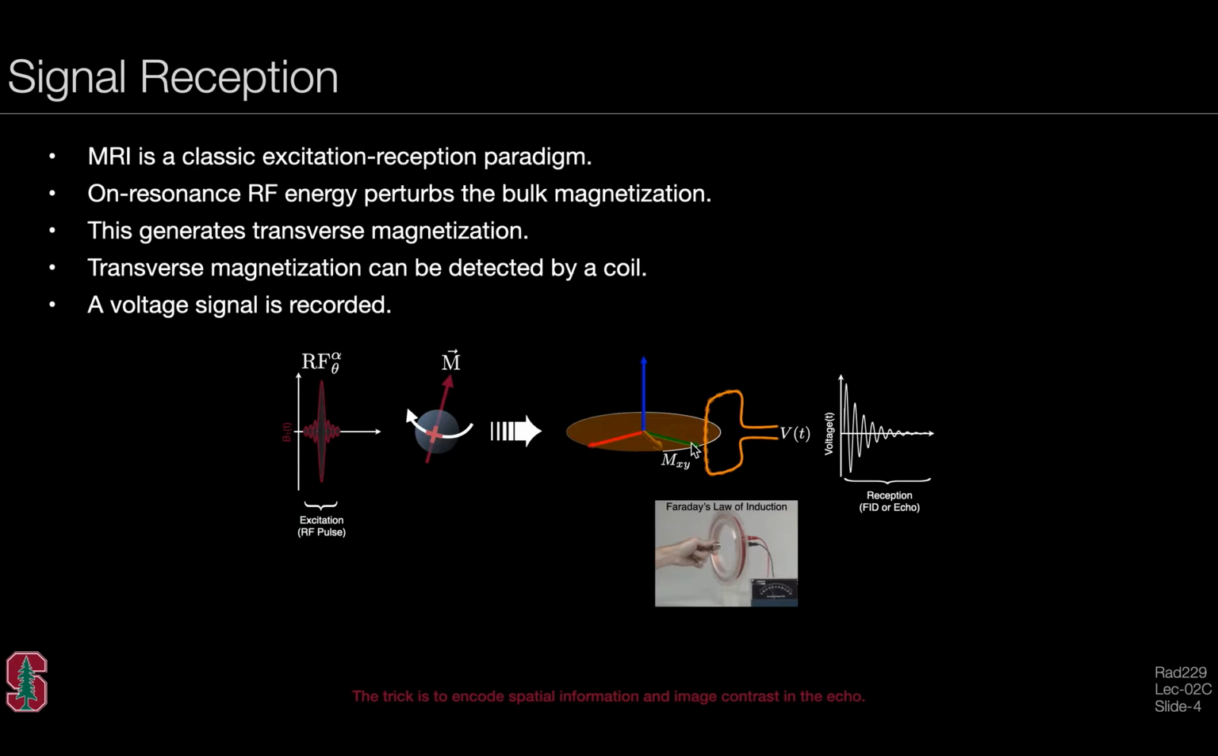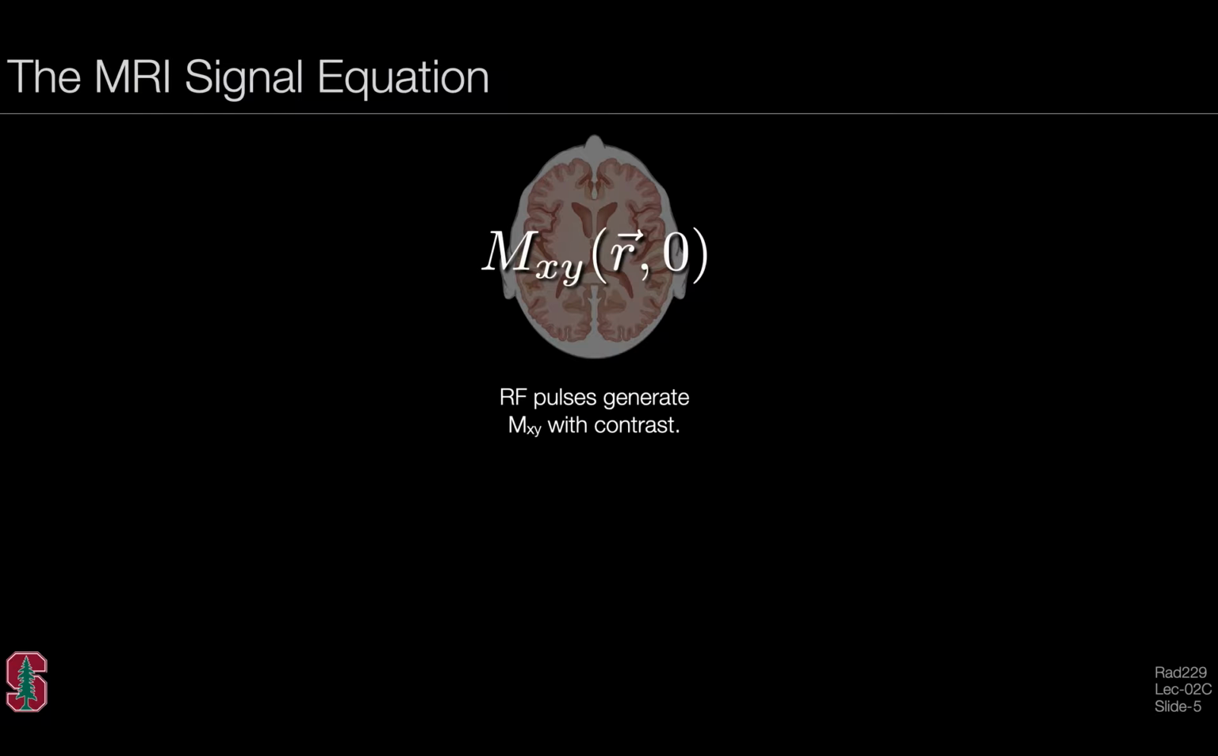And the whole trick here is how do we encode spatial information and, in fact, image contrast into what we call the echo, or the recorded signal. So let's begin by describing the MRI signal equation, and then we'll later develop the mathematics as to where the MRI signal equation comes from.